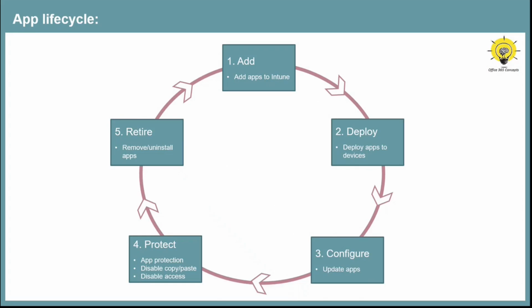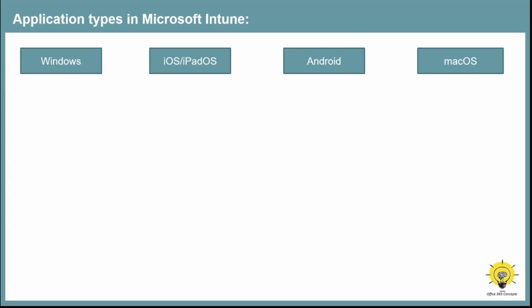In Microsoft Intune, if you want to install an application on a device, you need to add that application first. There are multiple sources from where you can add applications in Microsoft Intune and you can install them on your devices. In this particular session and in a couple of next sessions as well, we will talk about 2 phases of the application lifecycle: add and deploy. Now, as I said, there are multiple sources from where you can add applications in Microsoft Intune.